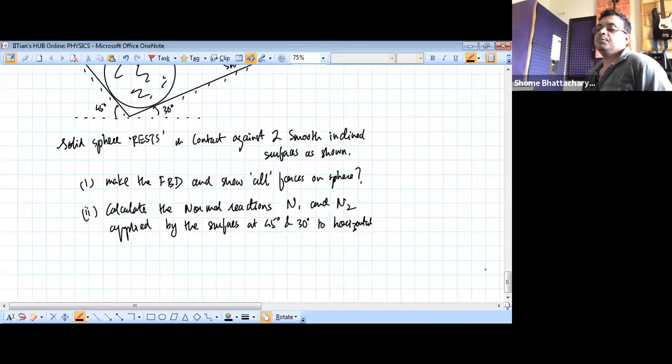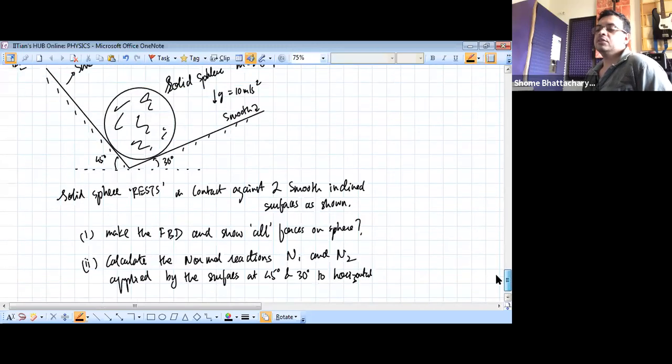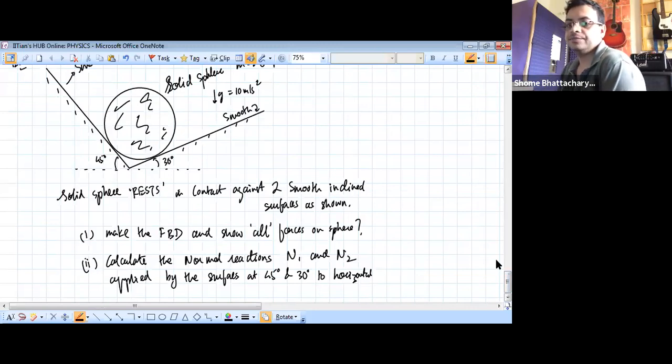So this is just like a repeat of the question we had done last time, but with the complication that you have two inclined surfaces. Instead of one wall and one inclined surface, you have two inclined surfaces. So just try this out.